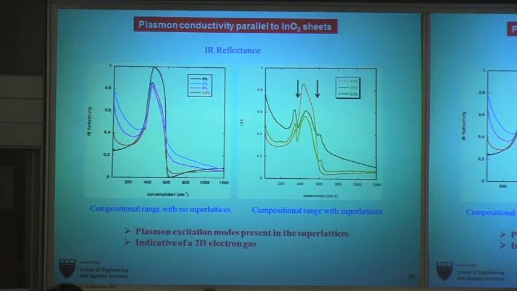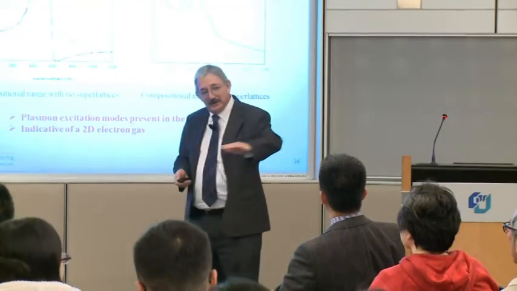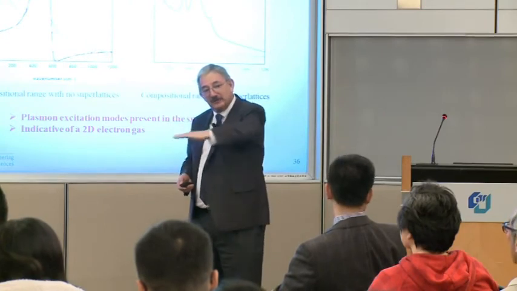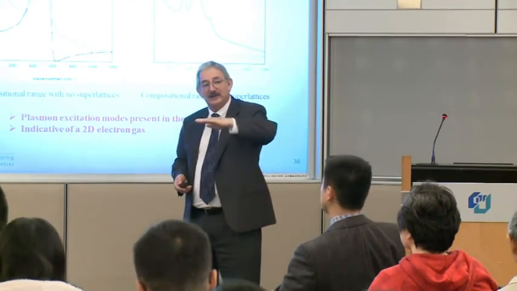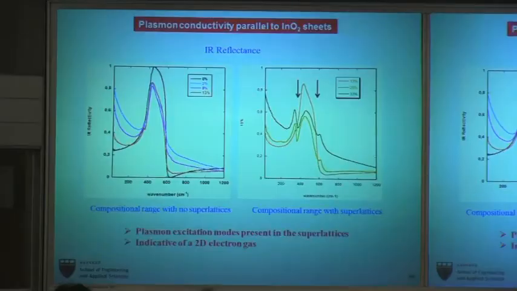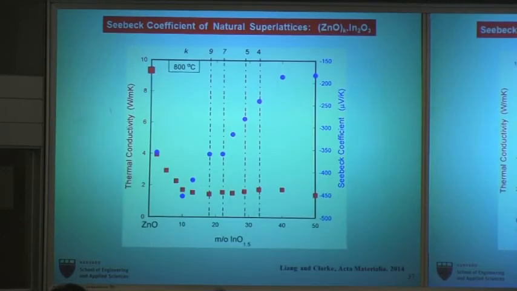losses in the material. So what we believe, in fact, is that there is a 2D electron gas associated with each of these interfaces. Now, we don't know if it's in the indium oxide or at the interface between the indium oxide and the zinc oxide. But this is prima facie evidence for that.